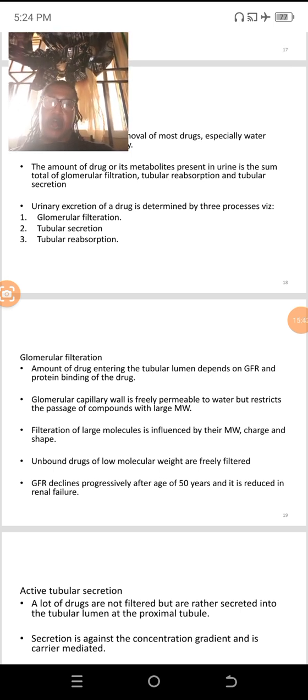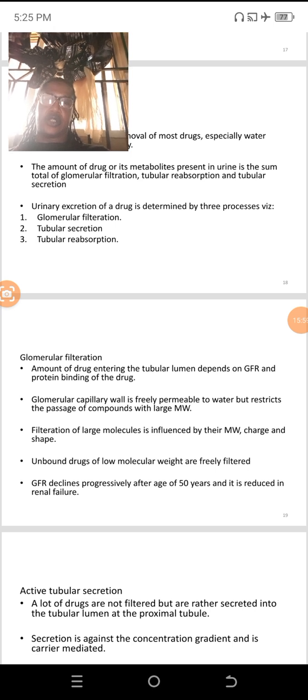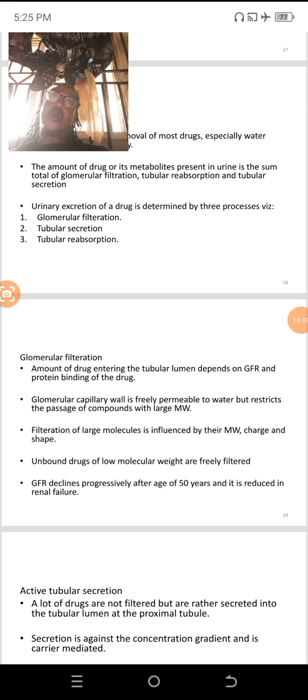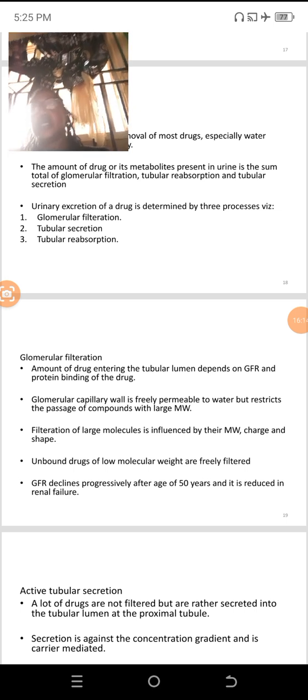Then, we should also note that renal function at the extremes of age is not as good as it is in young adults. Glomerular filtration rate declines progressively after the age of 50 years, and in elderly people there's some degree of renal impairment, which is important for excretion of a lot of drugs.